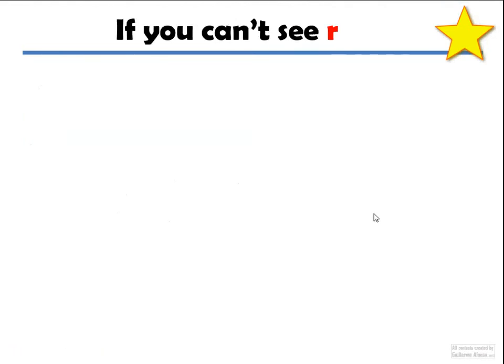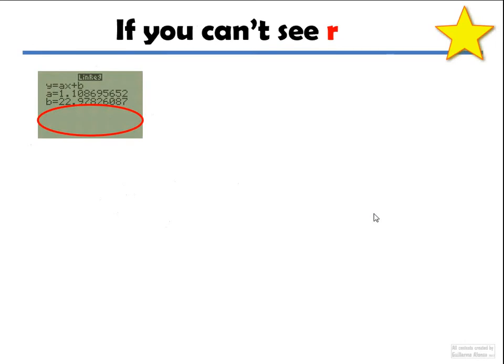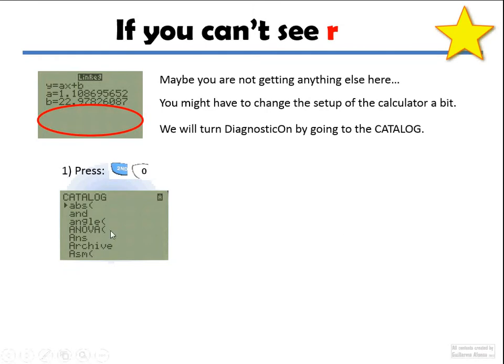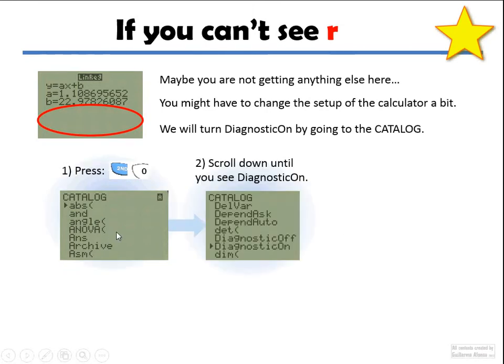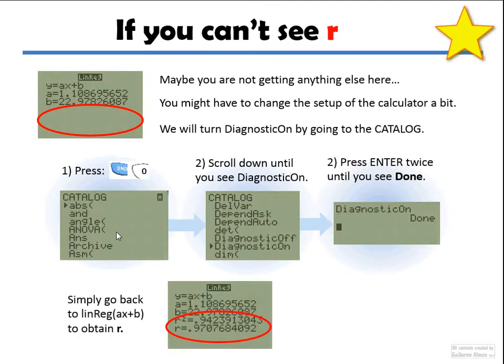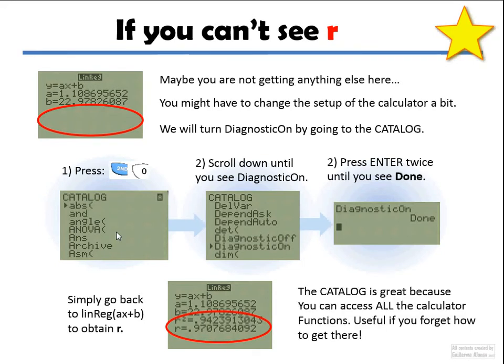Again, if you had problems, this is what you have to do. If you have this situation, remember, you turn the diagnostic on, you go to catalog, diagnostic on, and make sure you see done, otherwise it's not going to work. And then you just go back to linreg ax+b to obtain R. The catalog is actually very cool because you can access all the calculator functions there. So if one time you forget how to get them, just go to catalog and use catalog.